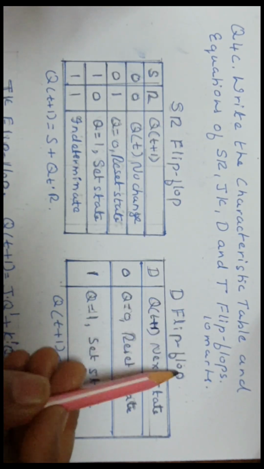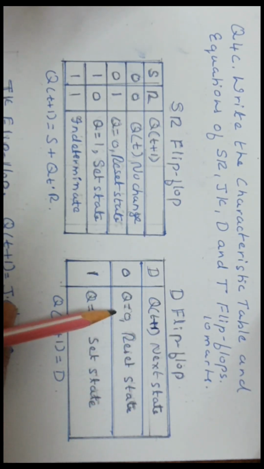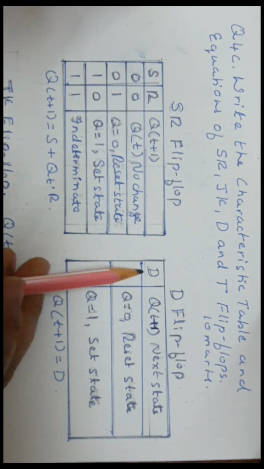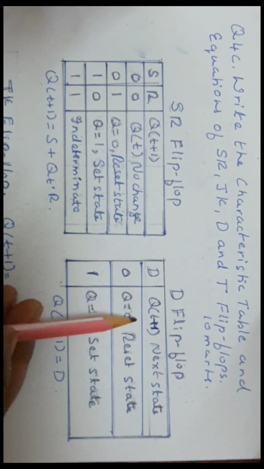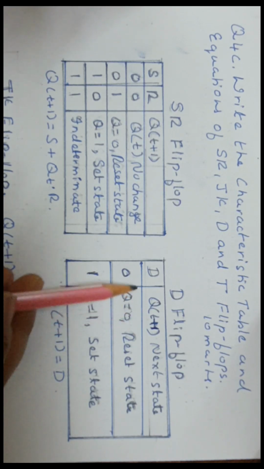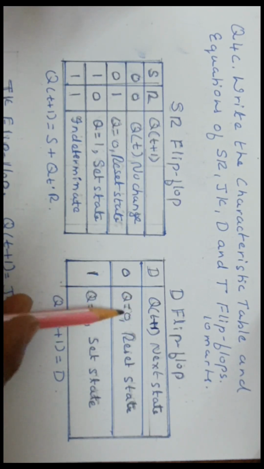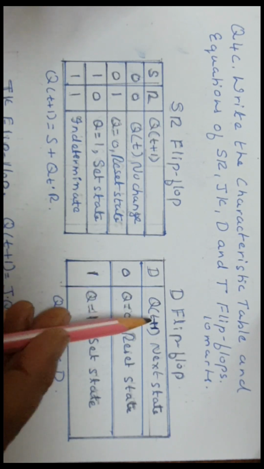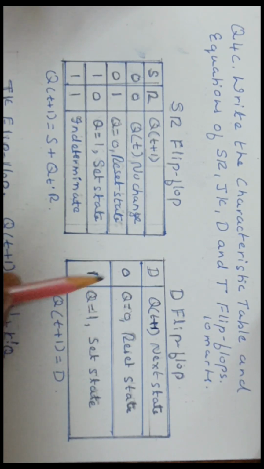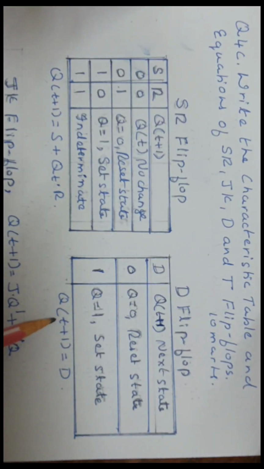Then D flip-flop. Another name for D flip-flop is data flip-flop. In this output Q will be same as D. So this is D input, this is next state. Next state means after giving the clock pulse to D flip-flop. So Q will be 0 if D is 0. So next state will be 0 if D is 0. Next state will be 1 if D is 1. And the characteristic equation for D flip-flop is Q of t plus 1 is equal to D. Means the next state will always be equal to D. If D is 0, the output is 0. D is 1, the Q output is 1.